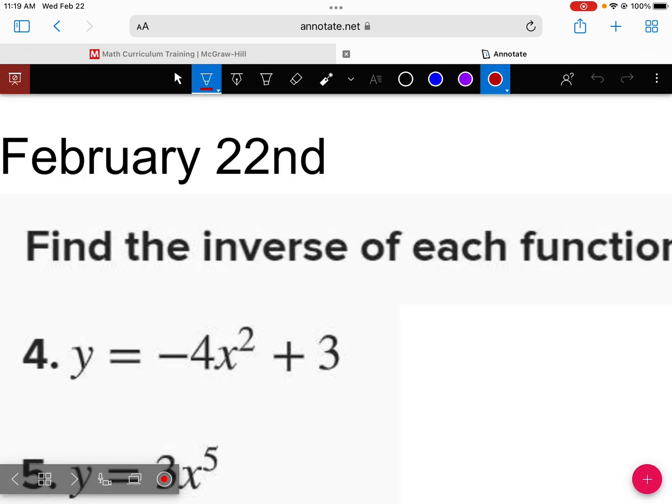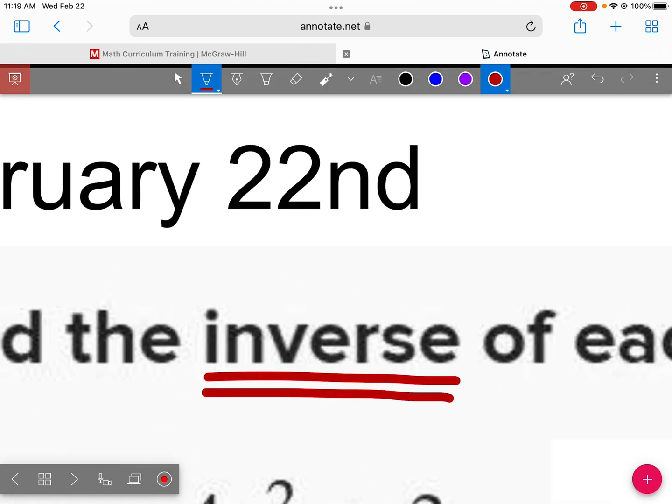We talked yesterday, when you see the word inverse, what does it mean to do? Guys, phones down, eyes up here. When you see the word inverse, what does it mean to do? Switch x and y.